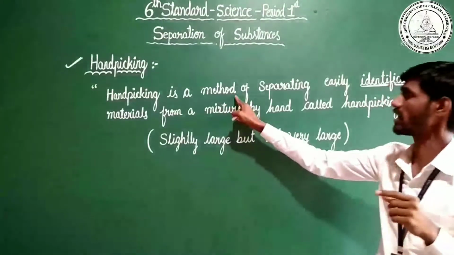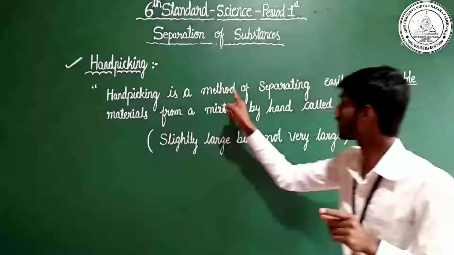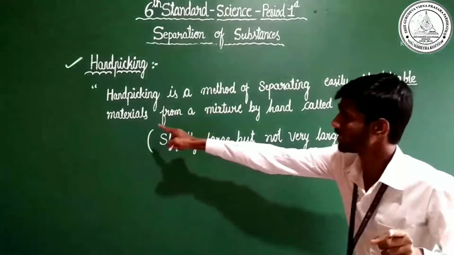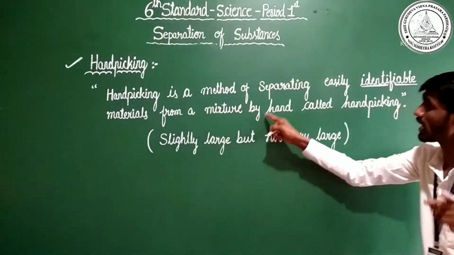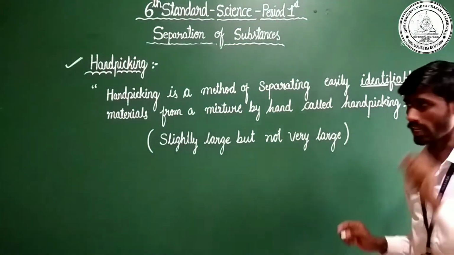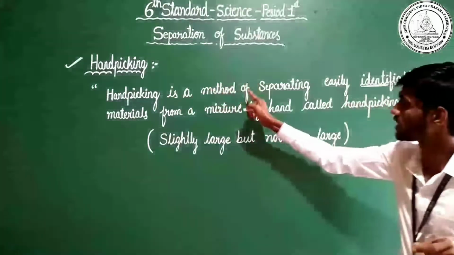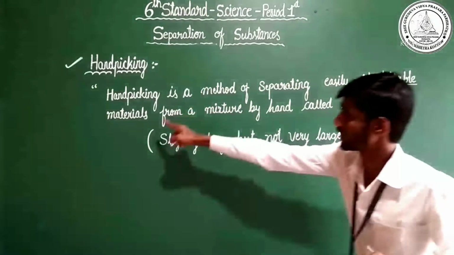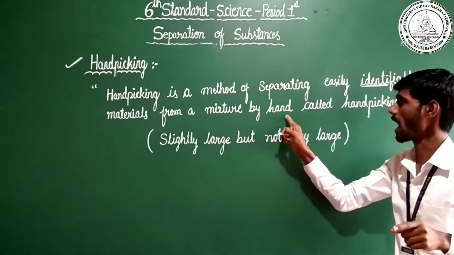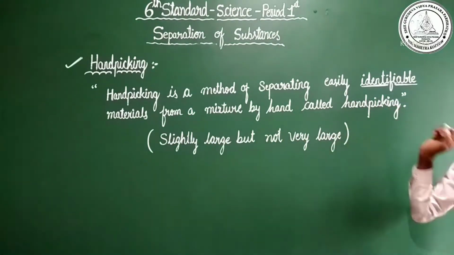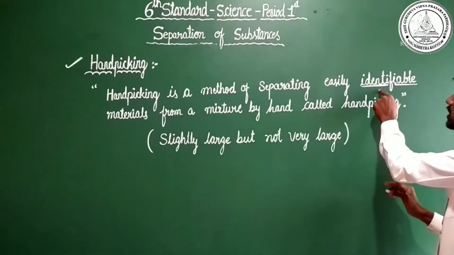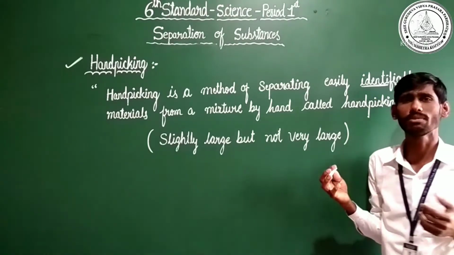Hand picking is a method of separating easily identifiable materials from a mixture by hand. Once again, hand picking is a method of separating easily identifiable materials from a mixture by hand. A very important word in the given definition is identifiable. What is the meaning of identifiable?